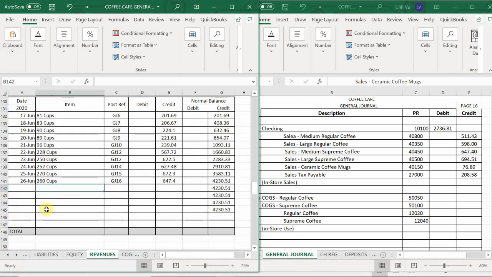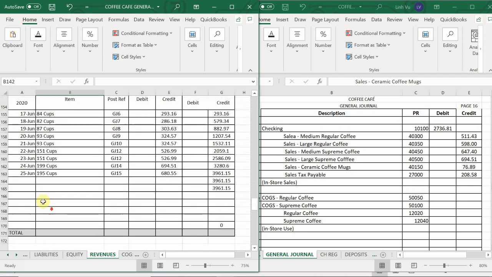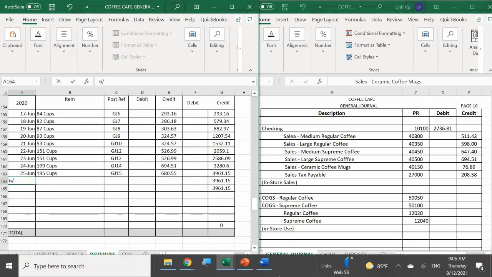Large supreme coffee. 199 cups. 694.51. 4,655 and 66 cents. 4,655.66.